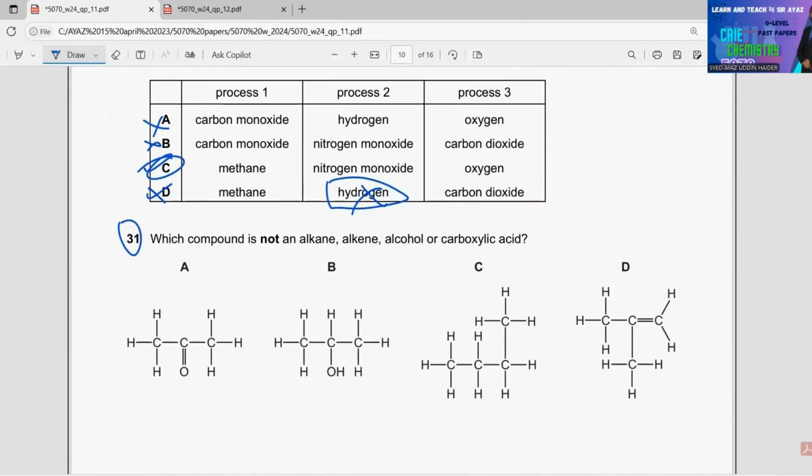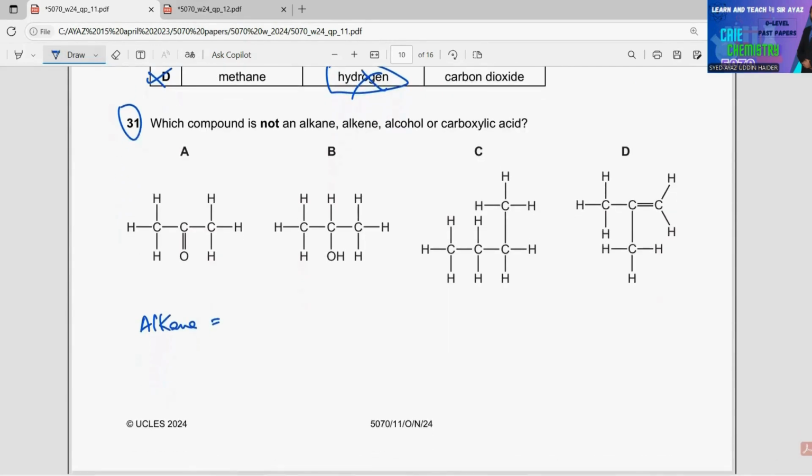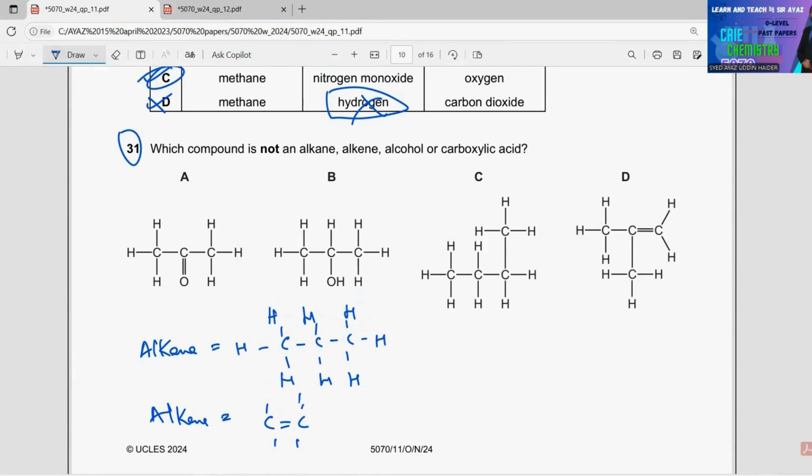31. Which compound is not an alkane, alkene, alcohol, or carboxylic acid? Now, alkanes are having only a chain of carbon-carbon bonds along with hydrogen atoms, not any other element. This is an example of propane. What about alkene? There must be at least one carbon-carbon double bond beside hydrogen and carbon. What about alcohol?